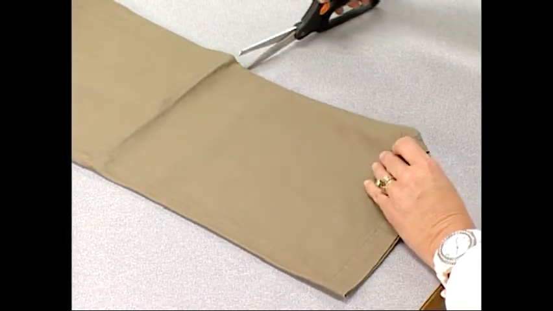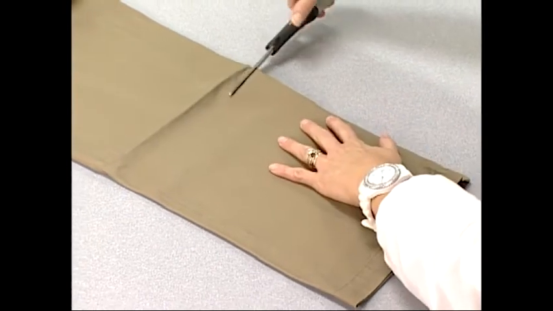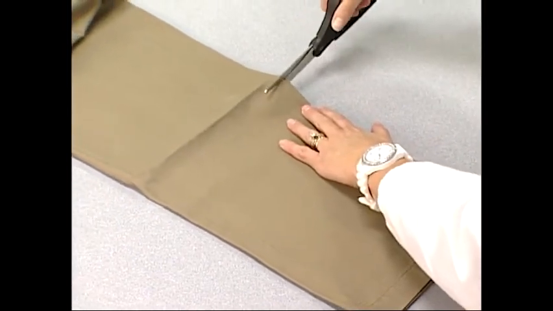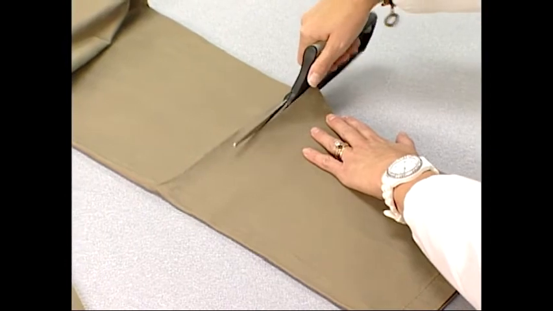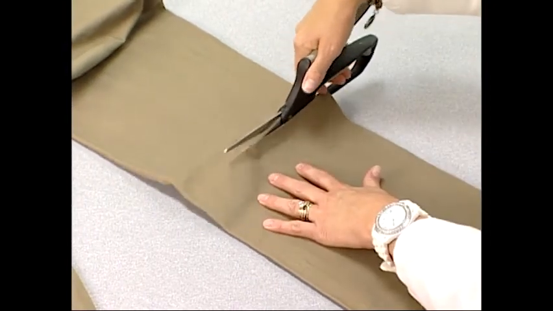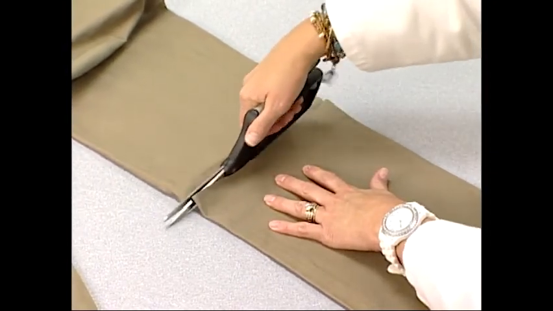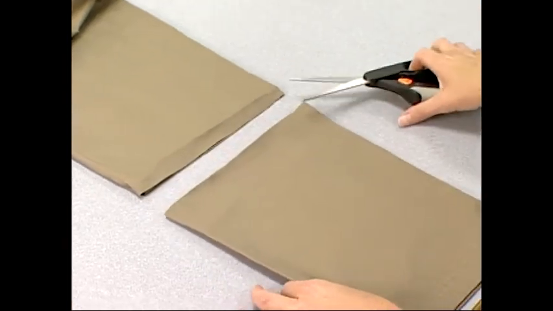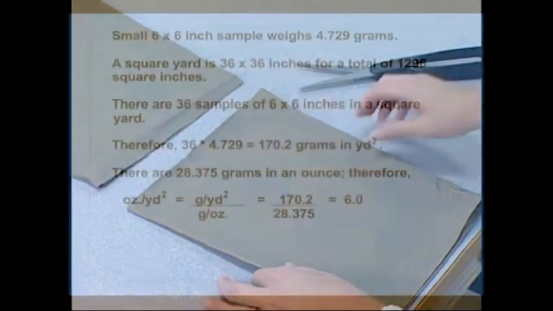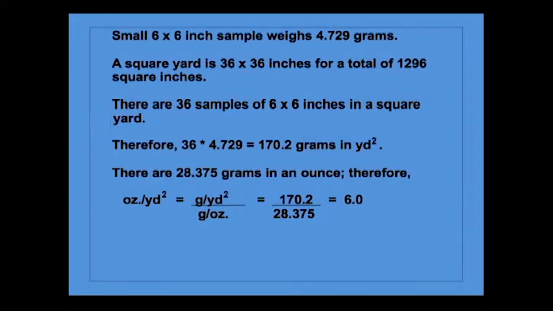Option C also allows for weight testing when only small amounts of fabric are available and die cutting is not an option. In this option, a small specimen of known length and width is cut and weighed. Then convert the length and width of the specimen to a square yard. For example, a 6 by 6 inch square can be cut and weighed. In a square yard, there are 1,296 square inches. The 6 by 6 sample has 36 square inches. Therefore, there are 36 samples in a square yard.